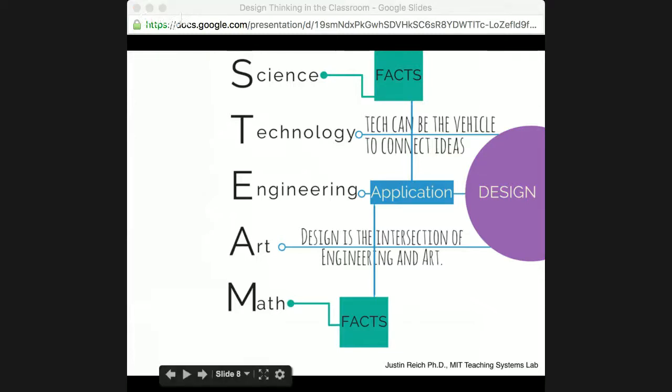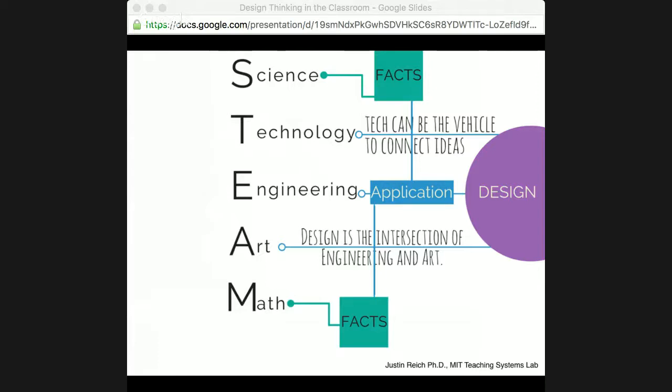So when we think about design, design really is the intersection of engineering and art. Design is the way that engineering and art are expressed. When you think about applying science and math concepts through engineering and through art, you're really thinking about design, ultimately. And technology is the vehicle that connects all of those ideas. We don't think of technology as a content area in and of itself. It's really the infrastructure along which you have all of the skills and the ways that you're applying the science and math.